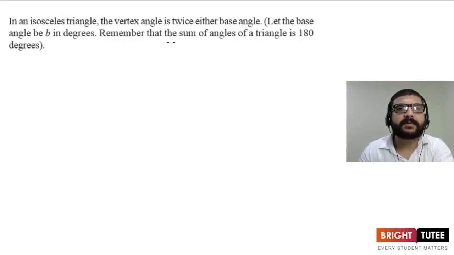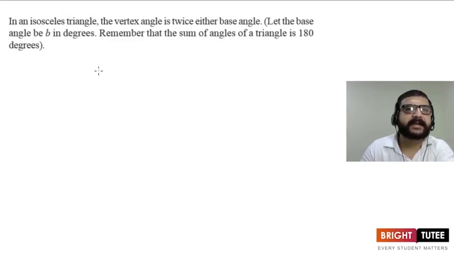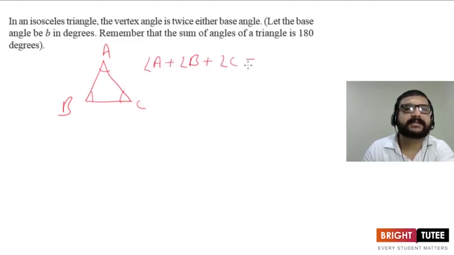Now here we have to remember that the sum of the angles of a triangle is 180 degrees. That is, if we have a triangle, let's say this is triangle ABC, then the sum of all the three angles, this angle, this and this, angle A plus angle B plus angle C, will be equal to 180 degrees.